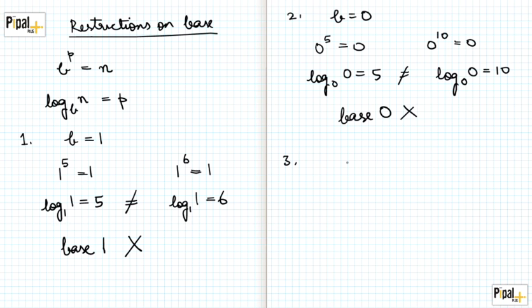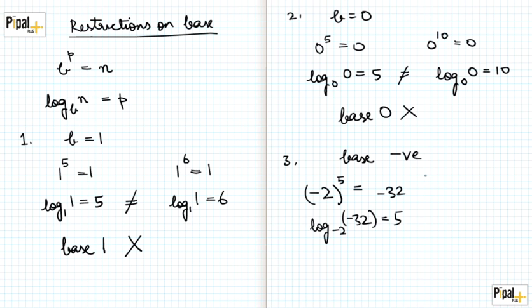The third problem comes when the base is negative, right? So let's say we have this number minus 2. The odd power of minus 2 is, let's say, minus 32. So if we were to write a log of the negative number, we would get log base minus 2 of minus 32 is 5, right? But when it comes to the even power, we are going to get, let's say, 64. So log base minus 2 of 64 is 6, right?